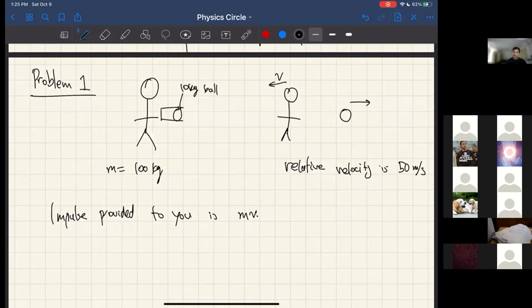Somebody says the answer is 5. I don't think that's possible, because the units here should be in newton seconds or kilogram meters per second. So maybe you just gave me the velocity of the astronaut. But actually, the velocity of the astronaut is not 5 meters per second. So 5 is not even the velocity of the astronaut.